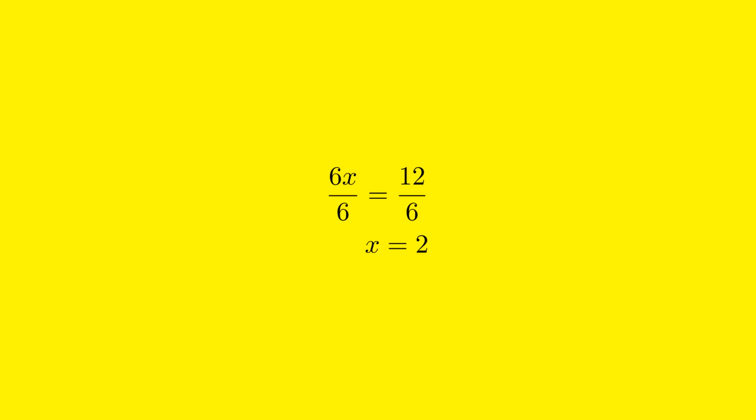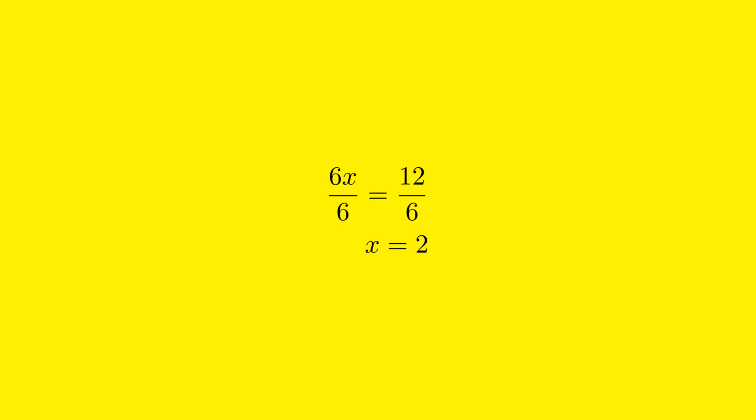Now that we have the equation 6x equals 12, we have successfully isolated the term that contains the variable, which is 6x, on the left-hand side. The next step is to solve for the variable x. To do this, we need to get x by itself on one side of the equation. Since x is currently being multiplied by 6, we need to perform the opposite operation to isolate x, which means we need to divide both sides of the equation by 6.